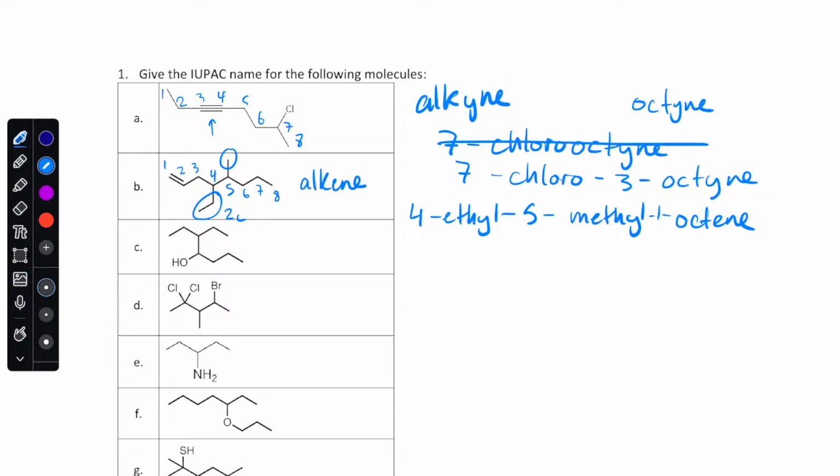Next one, we have an alcohol. And again, we have to find the longest carbon chain. Sometimes we're a little tricky here. This one is not written out in a straight line like it was in the other examples. And that has 1, 2, 3, 4, 5, 6, 7 carbons. That is hept. And this has an OH on it, which means it's an alcohol, so it's going to end in heptanol, OL.